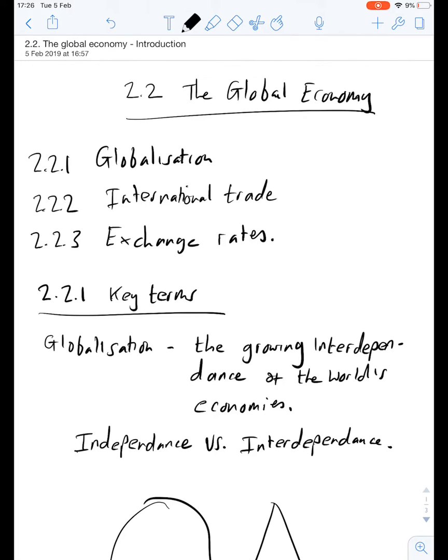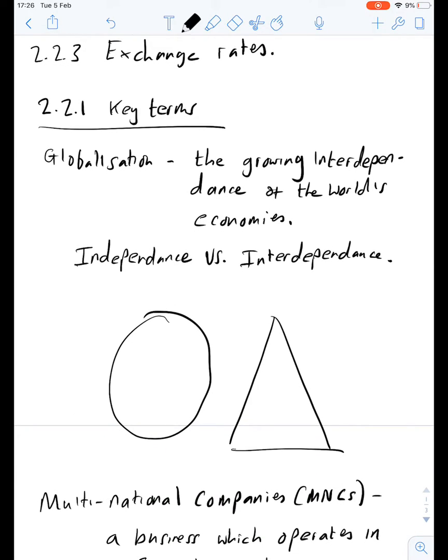2.2 is going to be divided into 2.2.1, which is globalization. Then we're going to look at international trade and exchange rates, but let's concentrate on globalization. What is globalization? Well, globalization is the growing interdependence of the world's economies. That means that countries around the world are depending on one another more and more as time goes by. Basically, the world is becoming a smaller marketplace.